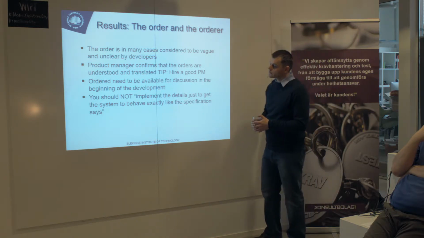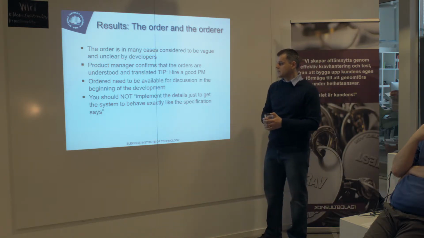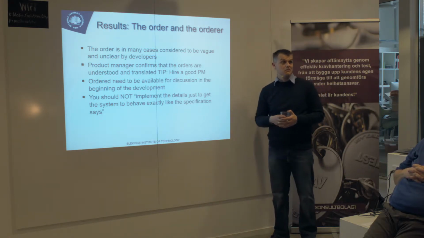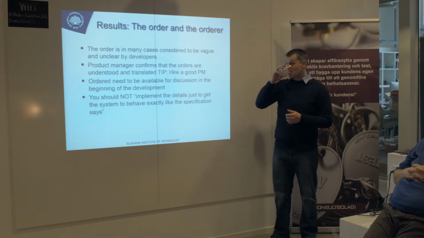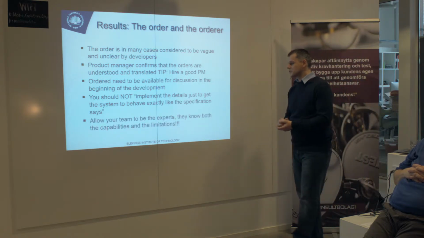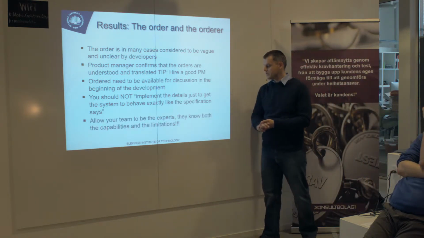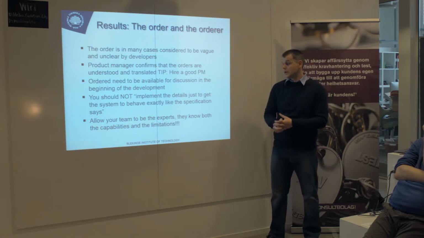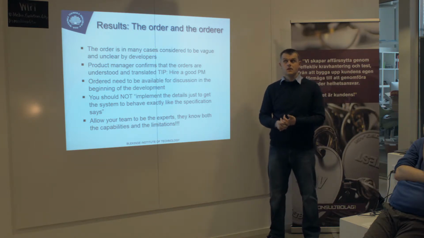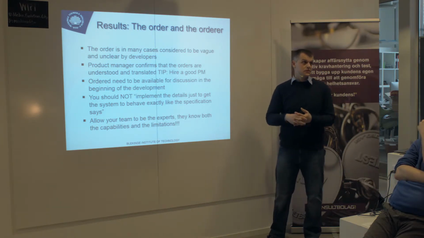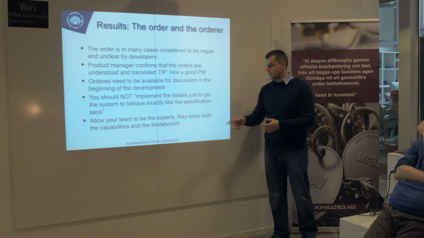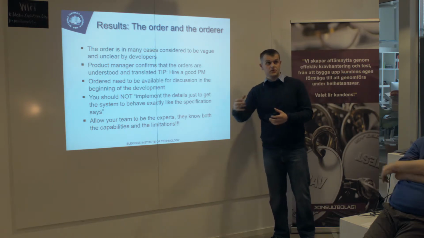At the same time, what they told us is that you should not implement the details so that the system behaves exactly as the specification says. Well, then how to do that? The answer was you have to allow the team to be experts in their particular area. They know the capabilities and they know the limitations. So very often if a requirement is a killer requirement, it's going to take a lot of time to implement and a lot of resources. Maybe we should lower the expectations and implement just good enough.